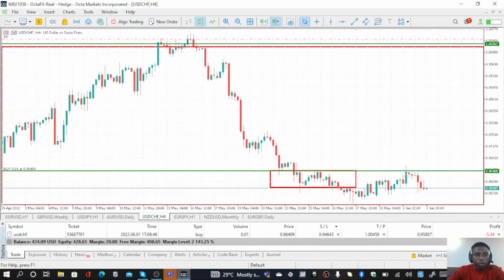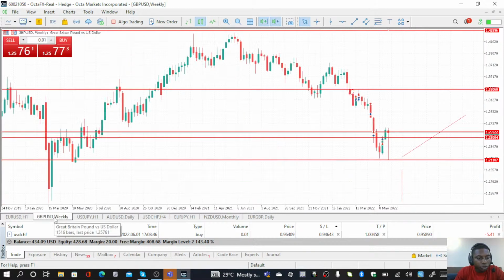Alright, so straight to the analysis for today. So today we'll be looking at taking some live trades on the pounds USD. Now let me clear this chart so we can have the opportunity to take some live trades.